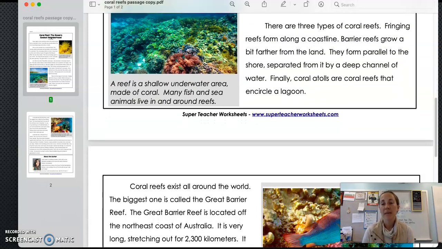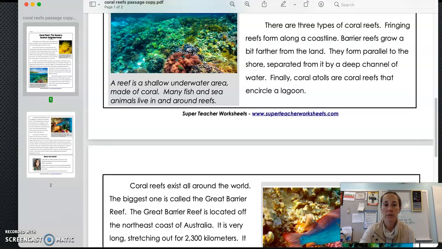There are three types of coral reefs. Fringing reefs form along a coastline. Barrier reefs grow a bit farther from land. They form parallel to the shore, separated from it by a deep channel of water. Finally, coral atolls are coral reefs that encircle a lagoon.